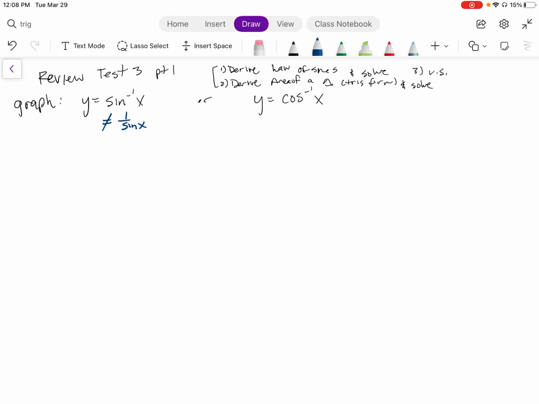I know the negative 1 exponent, typically we think 1 over, but trig is special. It does not mean that. So an inverse, recall, you switch x and y. The best way to think about this is, if I asked you to graph y equals sine x, and then just change the domain and range, switch x and y, that's how I would approach it.